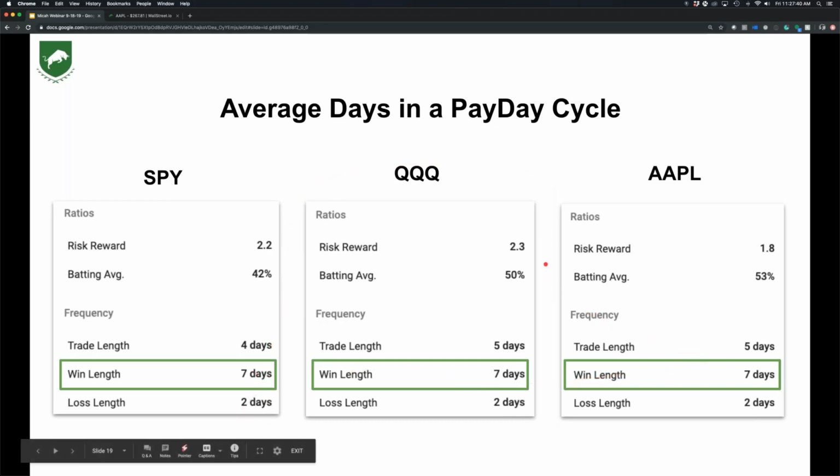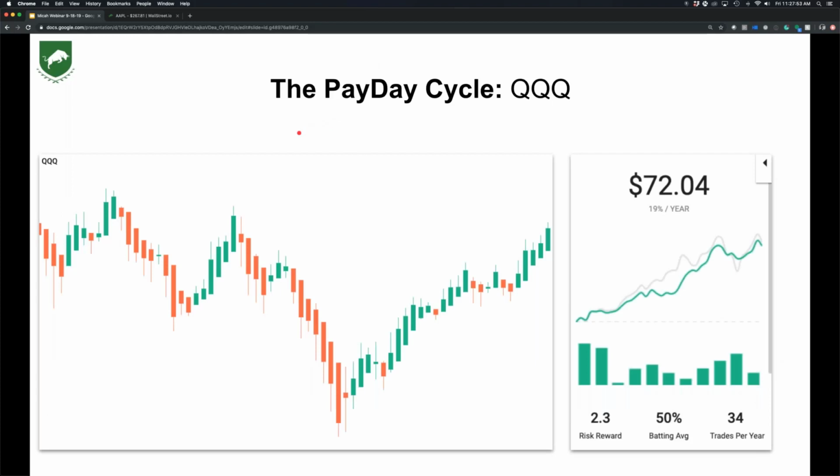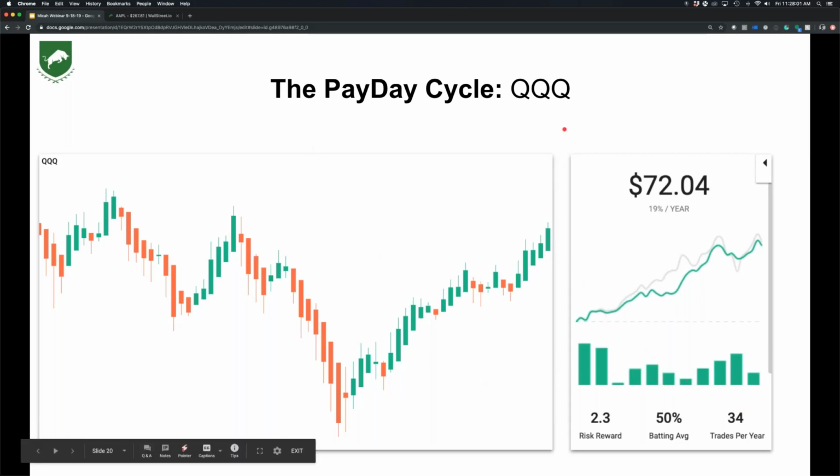Now, I'm going to show you some other stocks here in a minute that have great payday cycles, but this again should tell you a tremendous amount about the natural cycles of the market are on a 7-day cycle period, okay? So the Qs, by the way, are really great for trading payday cycles. They've got a good risk reward, a good batting average, and they happen about 34 times a year. So if you're looking for a good consistent strategy, the Qs are great for this.